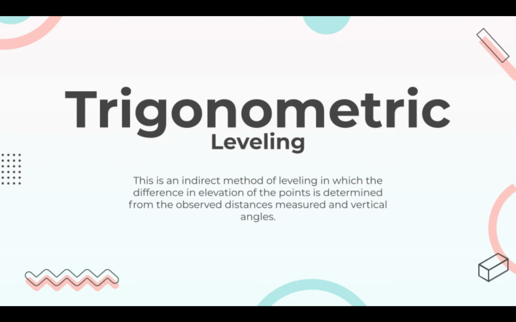Trigonometric leveling is an indirect method of leveling in which the difference in elevation of the points is determined from the observed distances and measured vertical angles. Trigonometric leveling is commonly utilized in topographical work to find out the elevation of the top of buildings and so on. Also, it may be used to advantage in difficult terrains like mountainous areas.